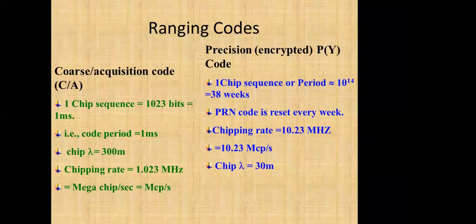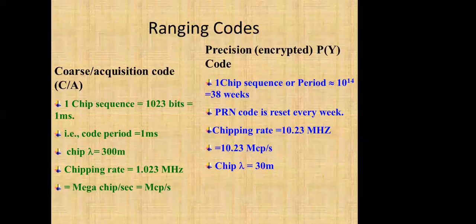So this is showing the ranging code properties. First of all, the C/A code is 1023 bits long. 1 millisecond is the duration of the C/A code, and it has a code period of 1 millisecond. The wavelength is 300 meters. The chip rate is 1.023 megachips per second. Whereas the precise code, which is sometimes encrypted and written as the PY code, is 38 weeks long. Each satellite is allotted a 1 week long code. It has a chip rate of 10.23 megachips per second and a wavelength of 30 meters.